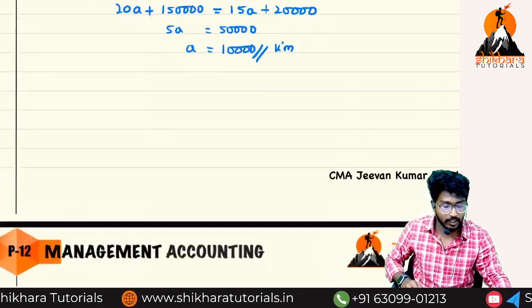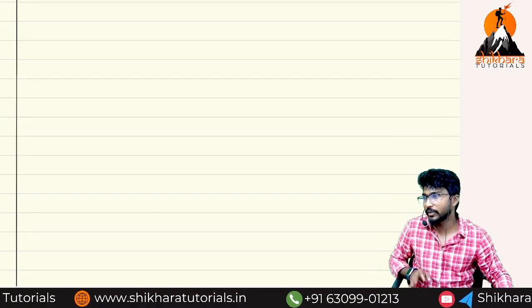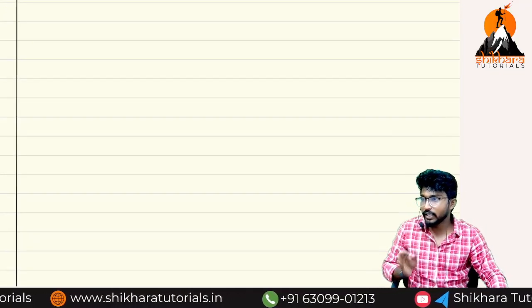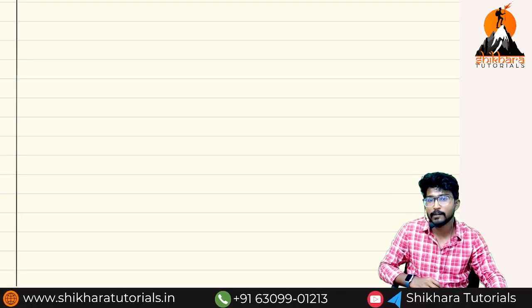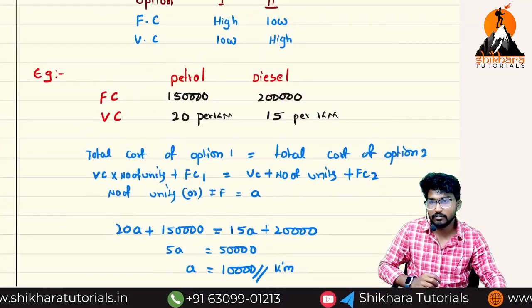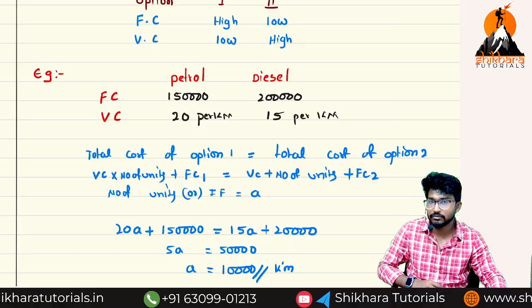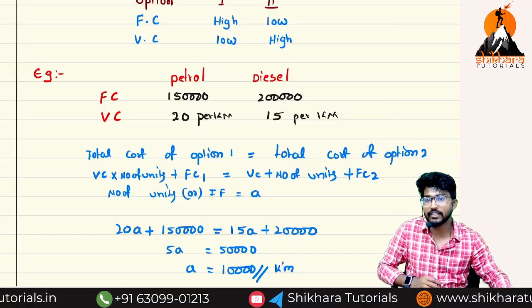For example, I am running the car for 9,000 kilometers. 9,000 into 20 rupees, plus the fixed cost, which is 1,50,000. Total 3,30,000. Now, calculate for the diesel car.